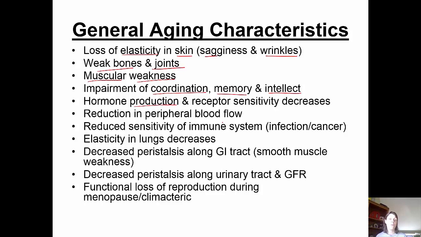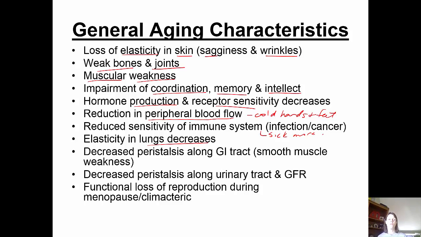Hormone production is going to go down. And even if your hormones aren't going down, the cell's ability to respond to them, all those doorbells that are supposed to connect to the hormones to change cell function, they're going to stop or be fewer in number. Reduction in peripheral blood flow. So that means you're going to have cold hands and feet. That problem all the time. Reduced sensitivity of the immune system. You're going to get sick more.